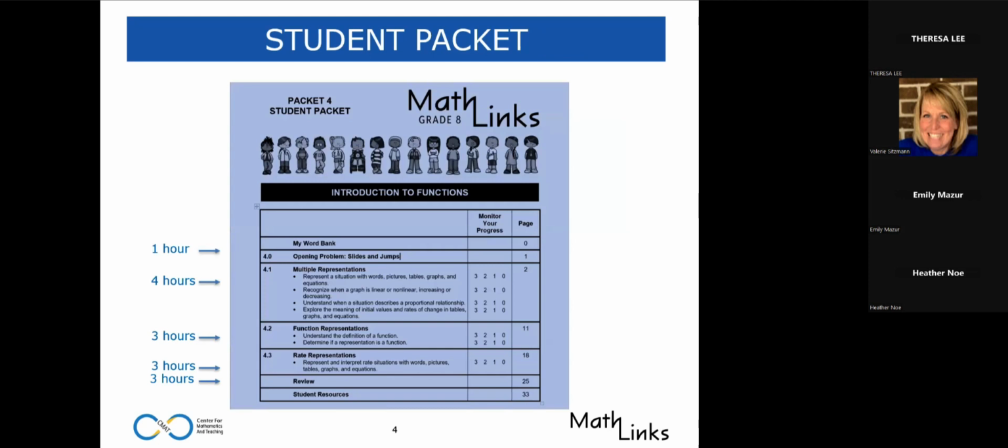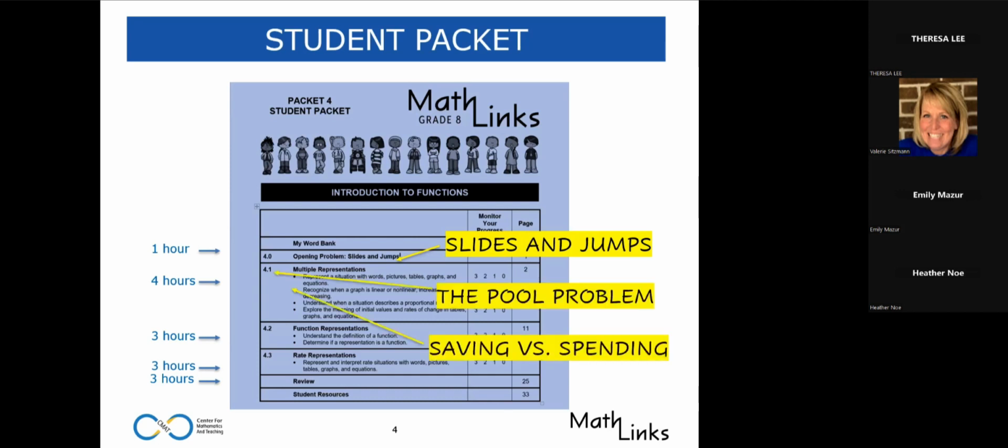Each of the 10 self-contained consumable packets in grade 8 includes 3 multi-day lessons, review activities, vocabulary activities, and student resources. We will begin today with an opening problem from packet 4 called Slides and Jumps, and then move to 2 problems that explore function concepts through multiple representations. So let's get started.